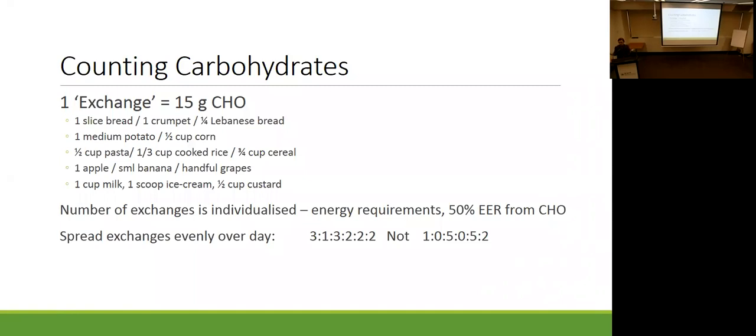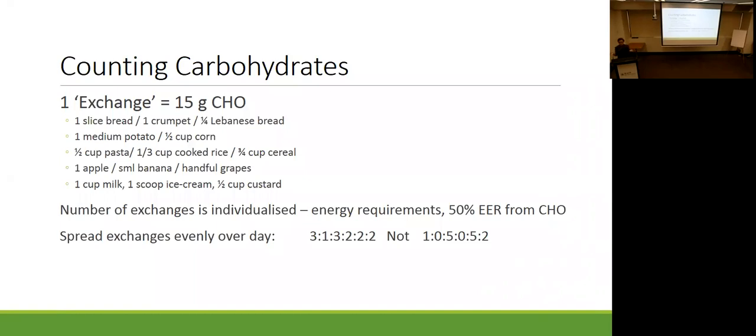So once you've worked out that you want 600 calories to come from carbohydrate, then you work out how many grams that means in terms of carbohydrate. And the way to work it out is 1 gram of carbohydrate is 4 calories. So you do that equation, comes to 150 grams of carbohydrate that person needs over the whole day. Then you divide the 150 grams of carbohydrate by 15, because that's per exchange, and you're left with about 10 exchanges.